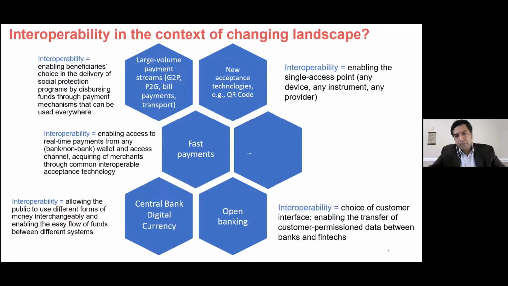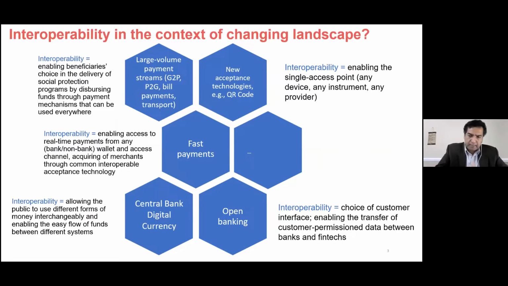Then when you come to open banking, here interoperability could mean things like, am I able to use one app to access multiple payment accounts which I have with different providers? So that could be interoperability from an open banking perspective.